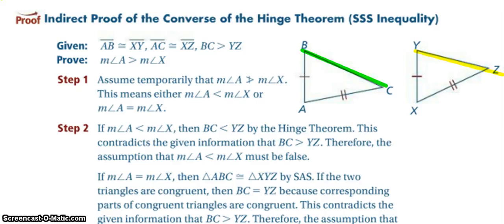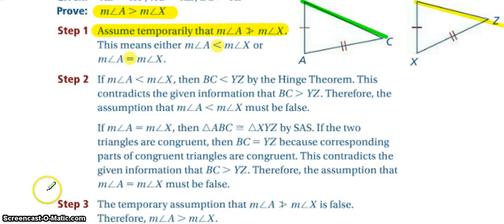So again, we assume temporarily the opposite, the negation of what we want to prove. So we negate A being greater than X. We assume temporarily that A is not greater than X. Therefore, A would either be less than or equal to X. We then work through both of those situations.